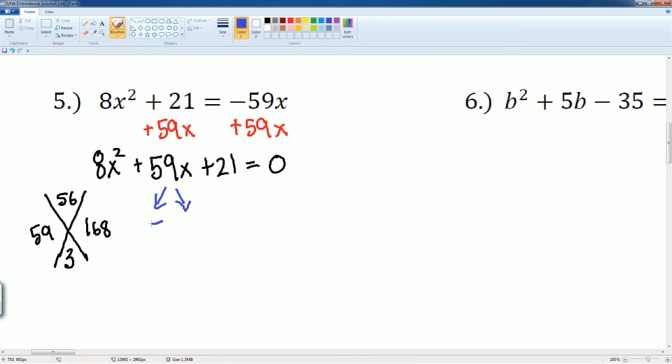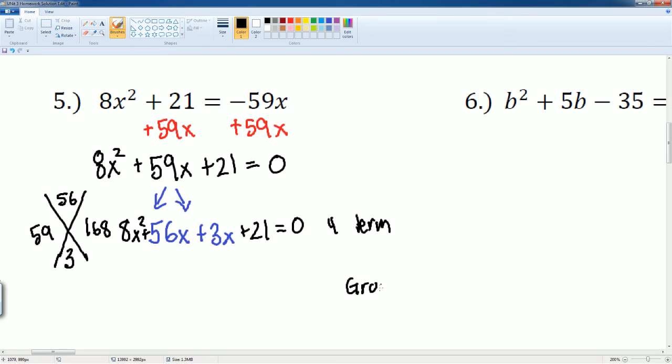So this splits into 56x plus 3x. So this splits into 4 terms, and now I can factor by grouping. Pull out the GCF. I think this is 8x that I am pulling out here, leaving you with x plus 7 on the inside. Let's see. Yep, that's right. And then for the other one, I'm pulling out a 3 and leaving me with x plus 7.